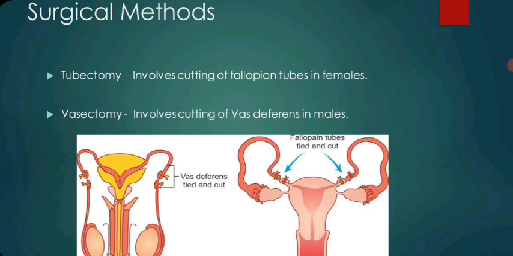The second surgical method is vasectomy. Vasectomy is performed in males. Here the vas deferens is tied and cut, and because of doing so, the sperms are not released from the testis, and that's how, in the absence of sperms, in case of sexual intercourse, fertilization does not take place, and pregnancy is prevented.